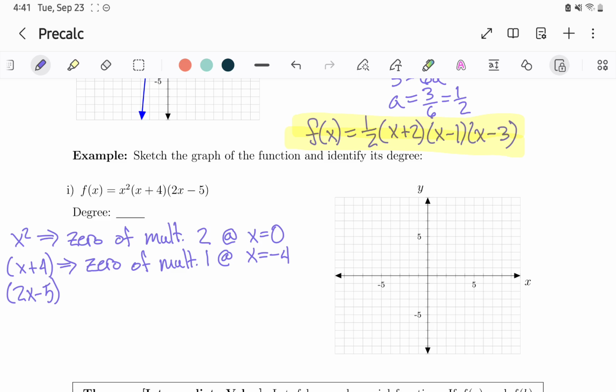Well, if we set 2x minus 5 equal to 0 and solve for x, we're going to get x equals 5 over 2, or 2.5. So we have a 0 of multiplicity 1, again, because we only have one factor of 2x minus 5, at x equals 5 halves, or 2.5 if you prefer decimal.